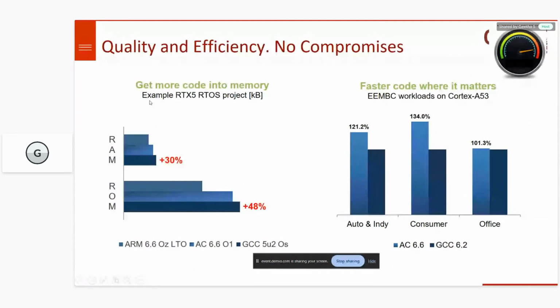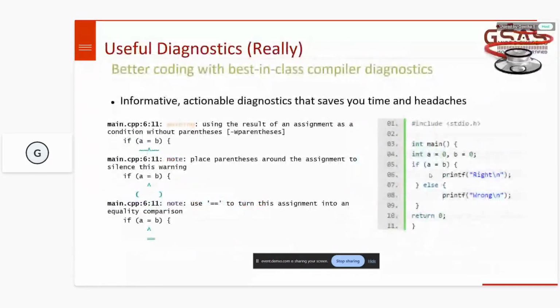So ARM compiler 6 is getting more code into memory, and faster code where it matters. Here they have again compared ARM compiler 6.6 and GCC 6.2. Also, for all new designs ARM recommends that customers go with compiler 6. You can see 121.2% faster for automotive and industrial applications, compared to their Linaro GCC. Consumer is 134%, and for office-related applications it is 101%. So there is absolutely no compromise on quality and efficiency.